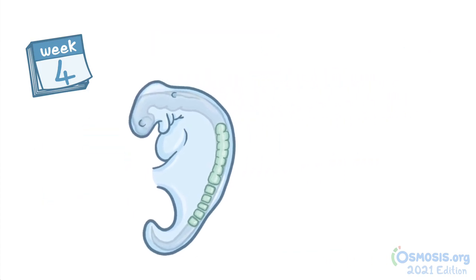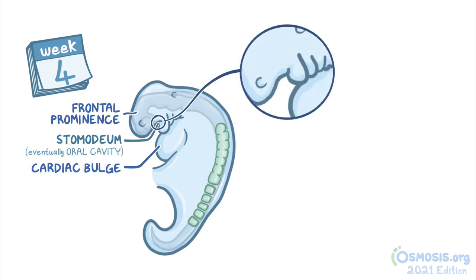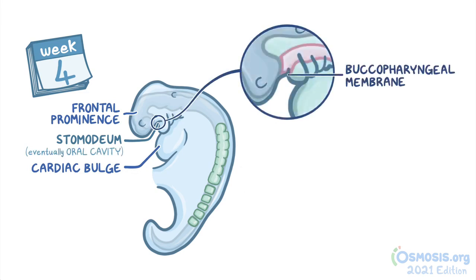At this point, a small pit called the stomadeum forms between the frontal prominence and the developing cardiac bulge, and it will eventually become the oral cavity. At the back of the stomadeum, there's a 2-layered membrane called a buccopharyngeal membrane, made up of ectoderm and endoderm. The buccopharyngeal membrane initially separates the stomadeum from the foregut, but soon disintegrates, allowing free access between the stomadeum and the foregut.